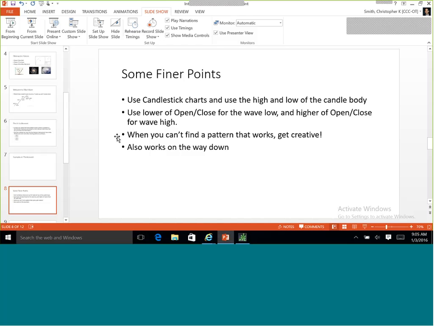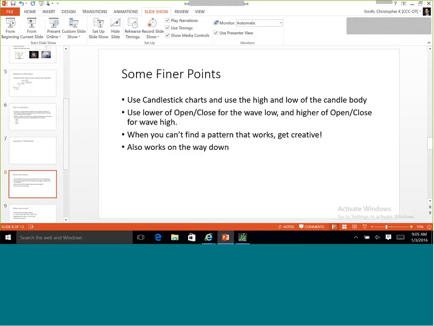Second one is, it can be difficult to find a pattern that works. If it can't find it, get creative. Also works on the way down, as we'll see a little bit further along.